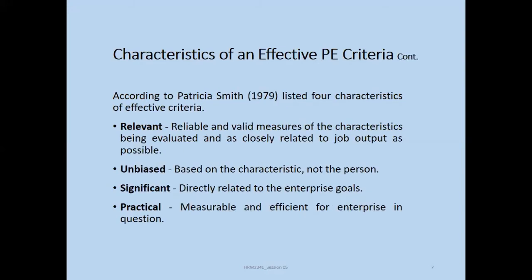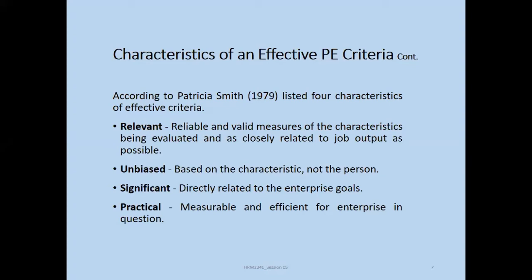The next author, Smith 1979, listed 4 main characteristics of effective performance evaluation criteria. The same thing, he also mentioned: relevant. It means reliable and valid measures for characteristics being evaluated as closely related to the job output as possible. Relevant means what we should measure is what the employee has produced, the output of the job. Our PE criteria should be closely related to the job output.